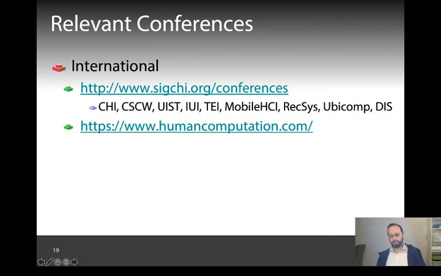And another one focuses on human computation, crowdsourcing. So there's a conference which is called Human Computation. It's organized by AAAI, and this is the link of the conference.